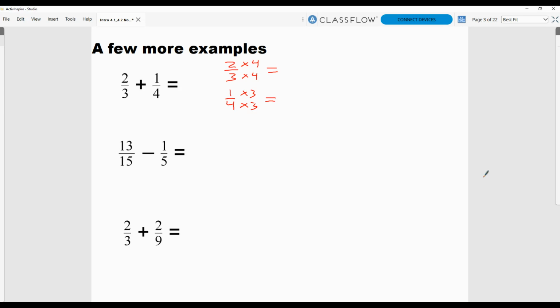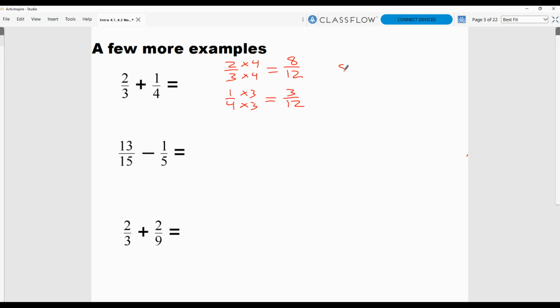Okay, so now if we do that, we'll multiply straight across. We're going to get 8 over top of 12. And this one, we're going to get 3 over top of 12. Okay, check it out. We have two brand new fractions. Take a look. They both have like denominators now, so that means we can do the math with them. We can add them together.